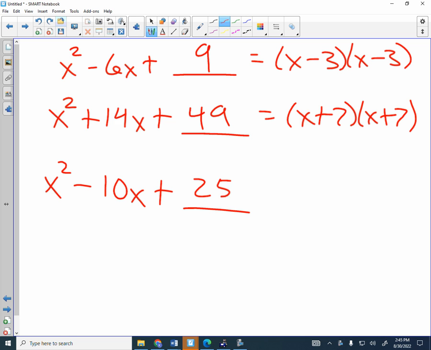Very simple. We take the middle number, we'll call it b, and we divide it by 2. So 6 divided by 2 is 3. Then you square it to get 9. 14 divided by 2, 7. Squared, 49. 10 divided by 2, 5. Squared. So you take the middle number, you divide it by 2 and square it. That's how you complete the square. Okay, we learned that before, right? You just forgot it? Now it's back at you.